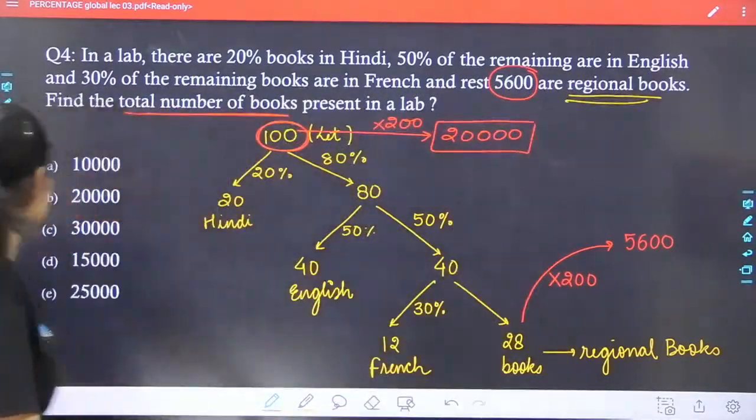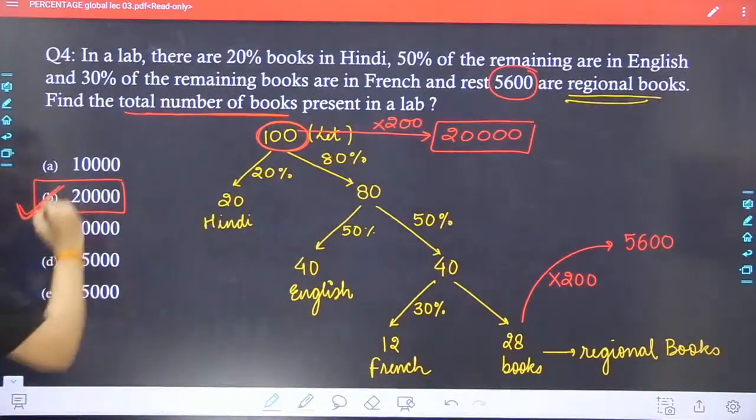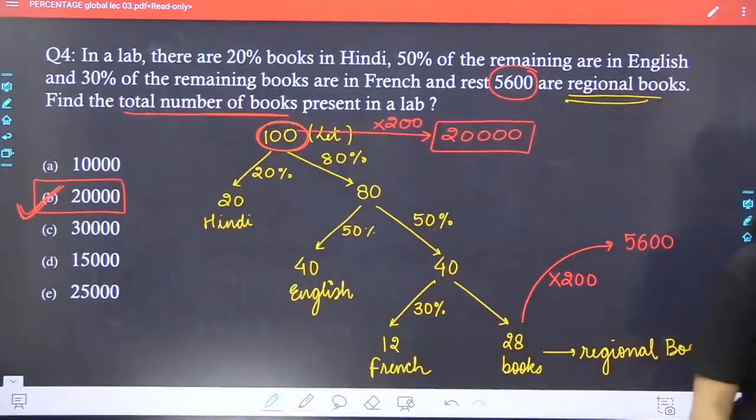That means the correct option over here is option number B. Is it clear? Is it clear to everyone?